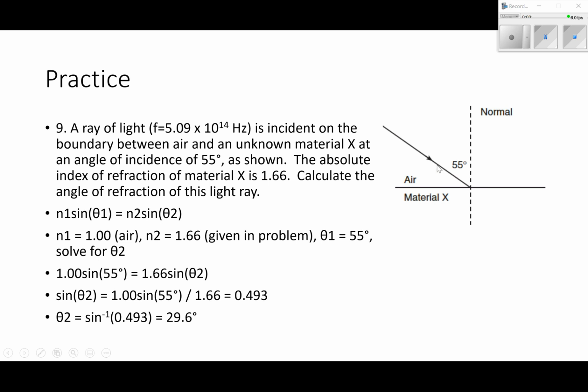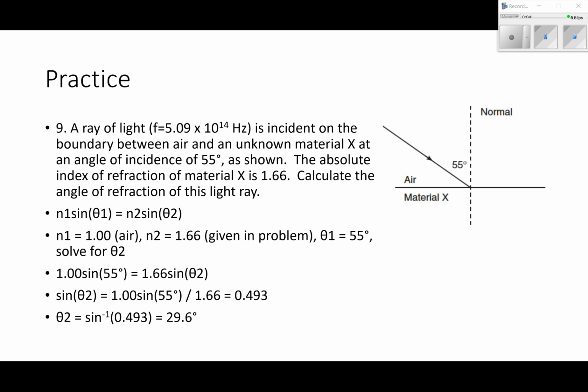So we have n1 sine theta 1 equals n2 sine theta 2. N1 is air. On the reference table, that's 1.00. Theta 1 is 55 degrees. That's given. N2 is the index for material X. Material X is not on the reference table, but it tells us material X is 1.66. So N2 is 1.66 and solve for theta 2. So we have 1.00 sine 55 degrees equals 1.66 sine theta 2. We divide both sides by 1.66, and we have 1 sine 55 degrees divided by 1.66 equals 0.493.